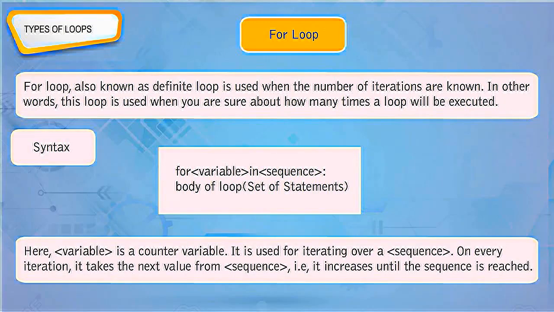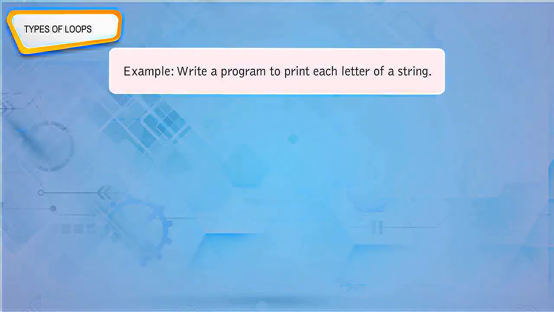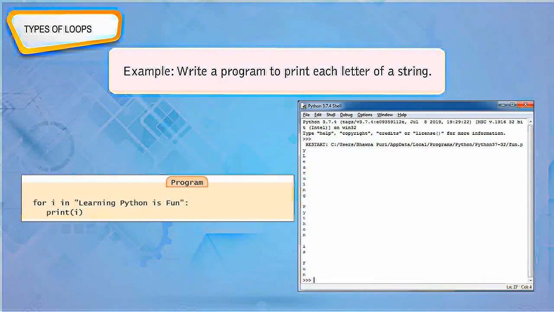Here, variable is a counter variable. It is used for iterating over a sequence. On every iteration, it takes the next value from the sequence. That is, it increases until the end of the sequence is reached. Example: write a program to print each letter of a string.